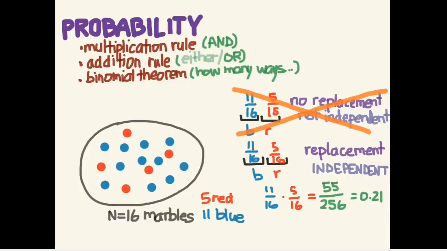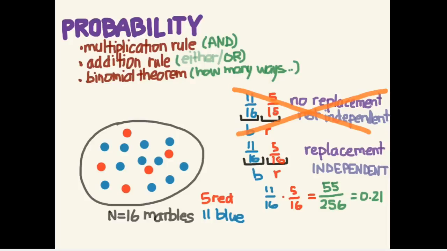So that's the "and" rule, the multiplication rule. If you want to know the probability of one thing and something else happening, and they are independent events, that is, they don't depend on each other, then you multiply them. So in this case where we did not have replacement, we can't use that rule, but we're only going to be talking about independent events here.